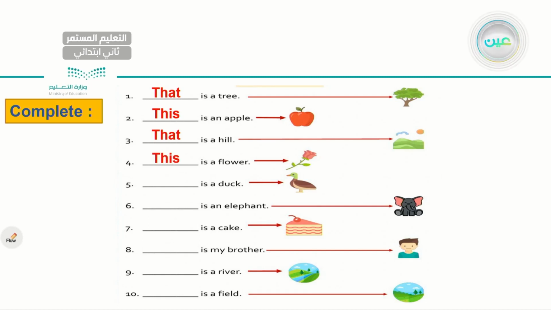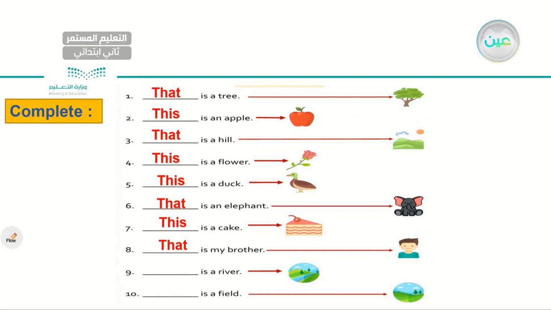Next one is a duck. What do you think? Near, far. This is a duck. Very good. Number 6. An elephant. That is an elephant. Very good. Far. Now, as you can see, I have one of each. One item. Next, a cake. This is a cake. Very good. My brother. That is my brother. Very good.